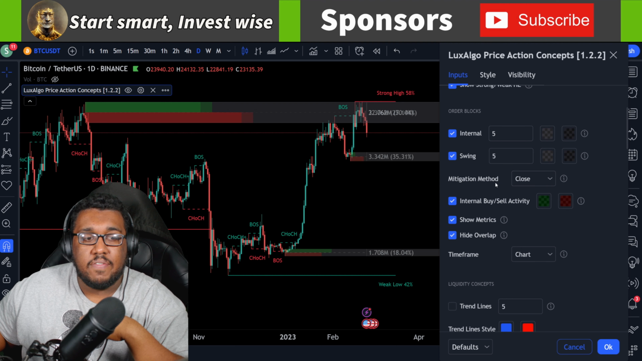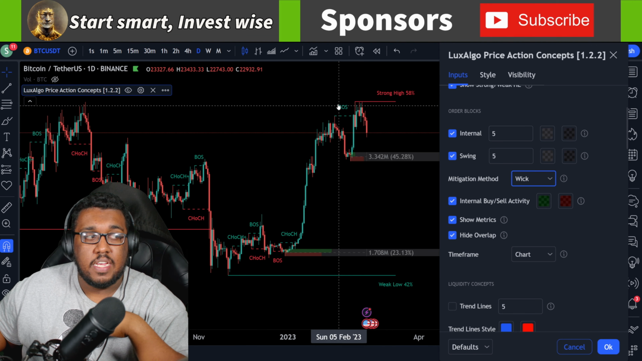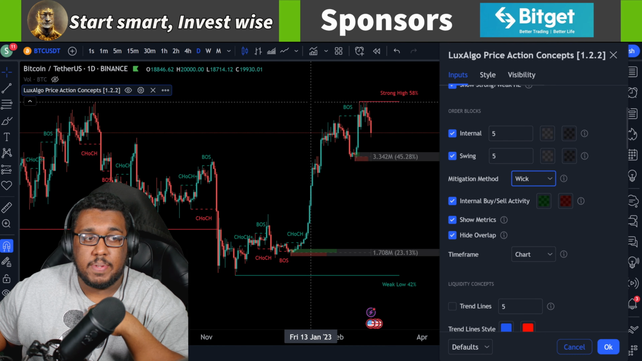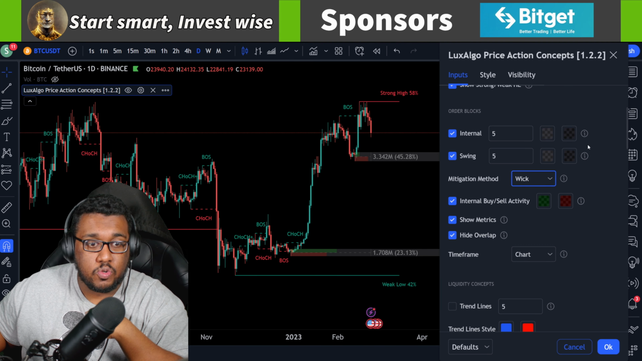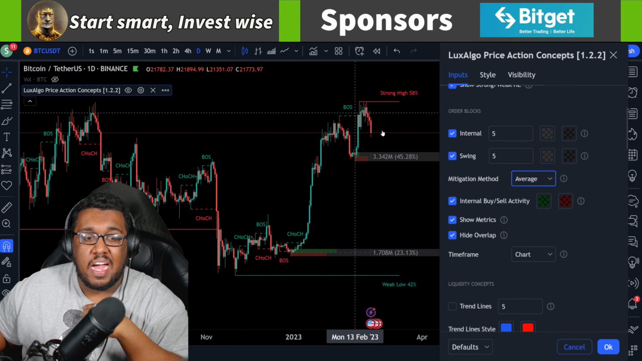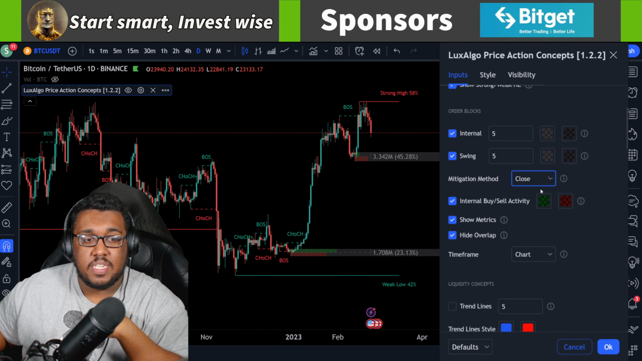All right. After that, you're going to see the mitigation method: close, wick, average. Keep this at close. If you do wick or average, sometimes I don't like it because you can see this one right here, it disappears. I would have loved to have that resistance level right here because this would have been telling me, hey, sell, sell, sell, or at least scale out, scale out, scale out, or even open up some short positions. Same with average. You can see some of them just don't show up here. I'd prefer if you guys kept it on close, but that's just me.